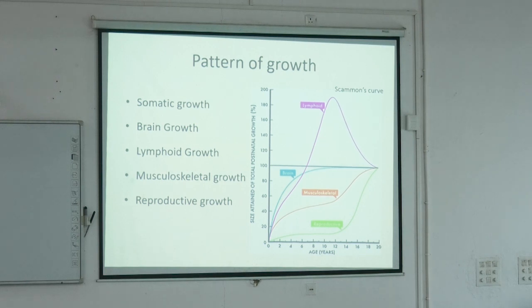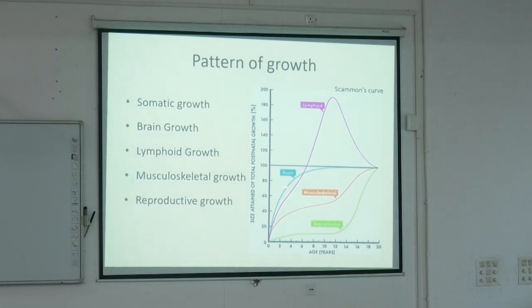And then brain growth. So we are discussing the tissue growth separately. Brain growth, as we have already discussed, the peak is around 2 years. So by 2 years, that is the first 1000 days, brain growth is almost complete. Almost 90% of brain growth is complete.